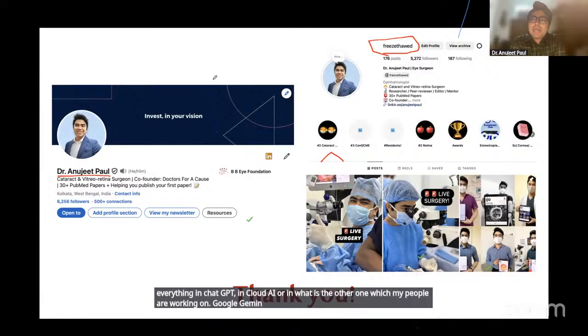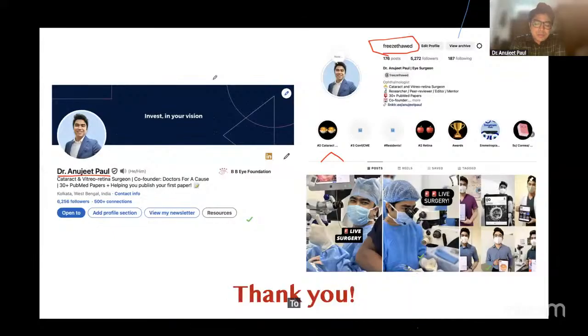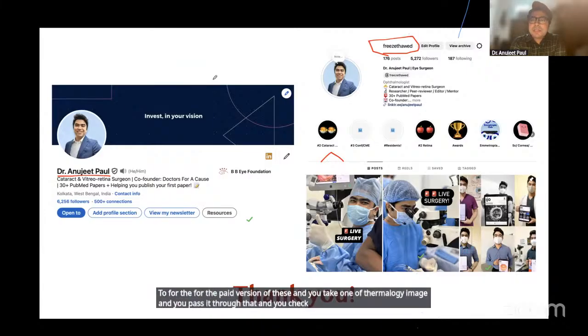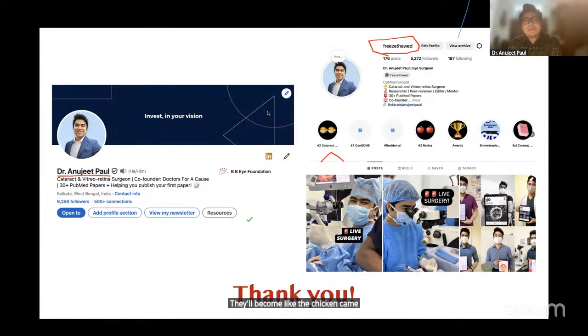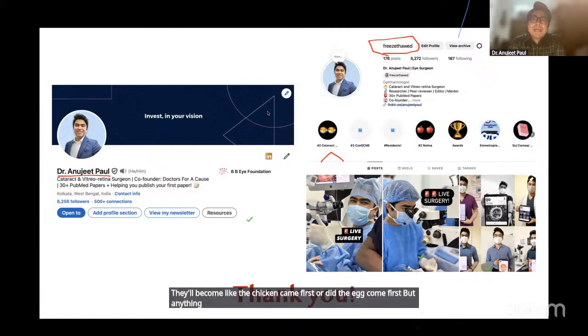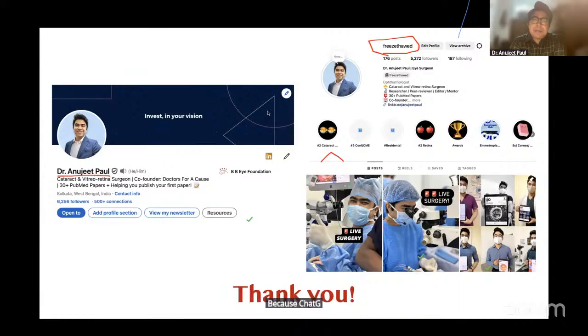So you pay 1K for the paid version of these, and you take one ophthalmology image and you pass it through that, and you check whether the ophthalmologist is giving you the right answer or the AI is giving you the right answer. Everyone is doing this study. Whoever can publish it first, it'll become like the chicken or the egg, which came first. But anything to do with AI interpretation through these chatbots will get published extensively towards the second half of 2025 and maybe into 2026, because ChatGPT and all that is getting better. So I'd suggest, off the top of my head, something from there.